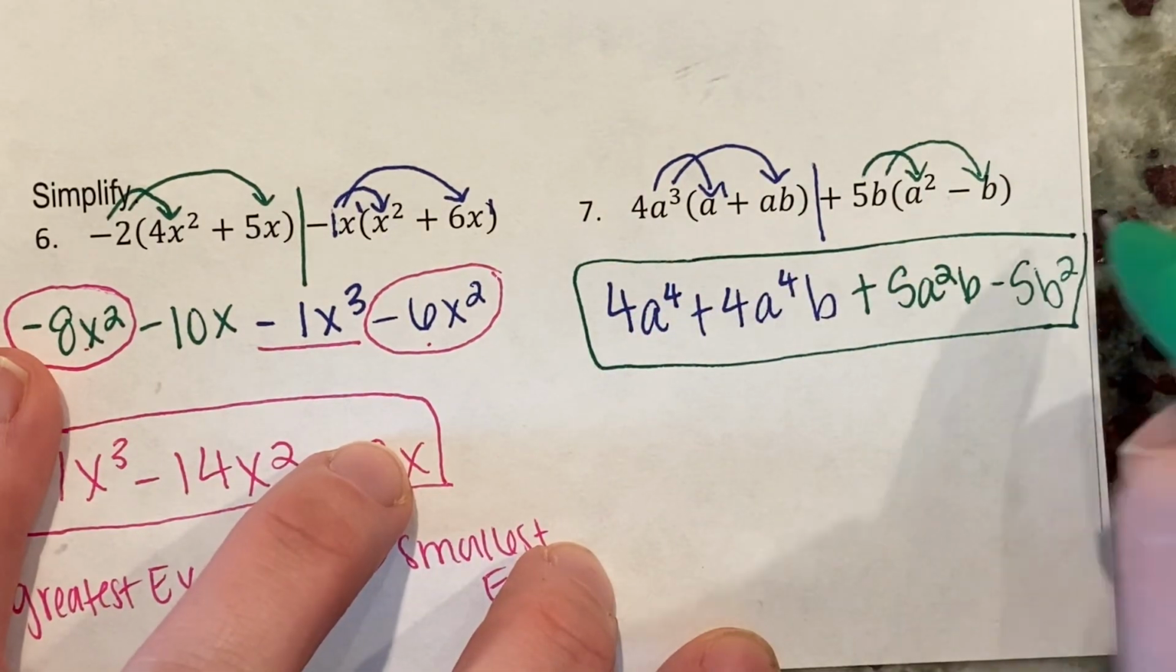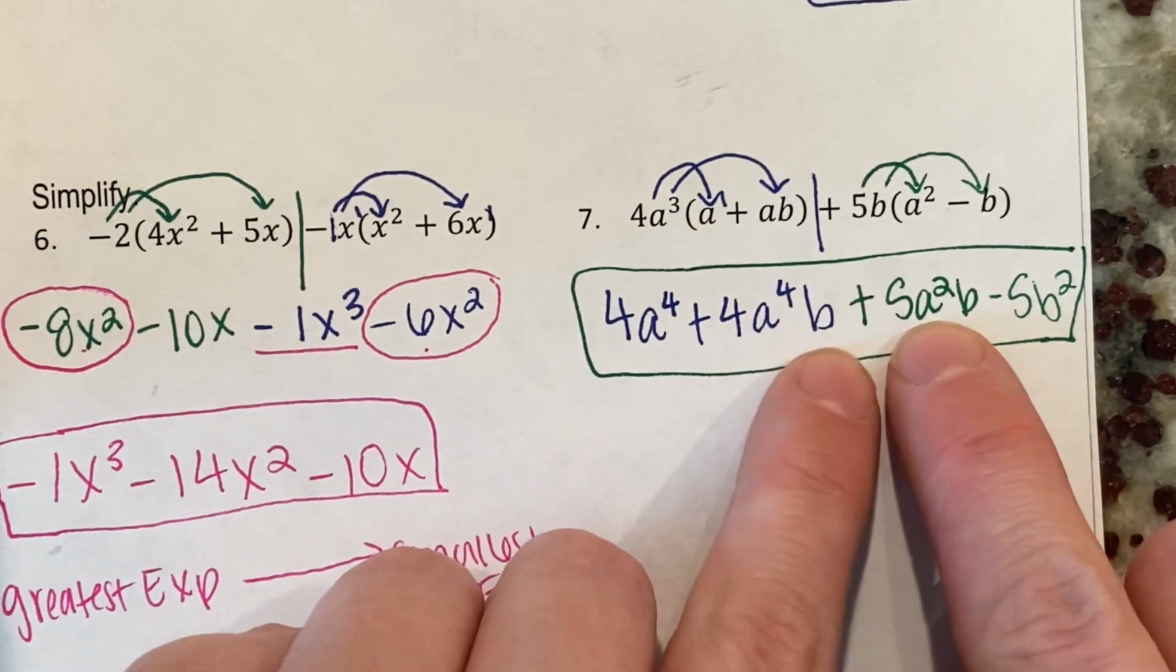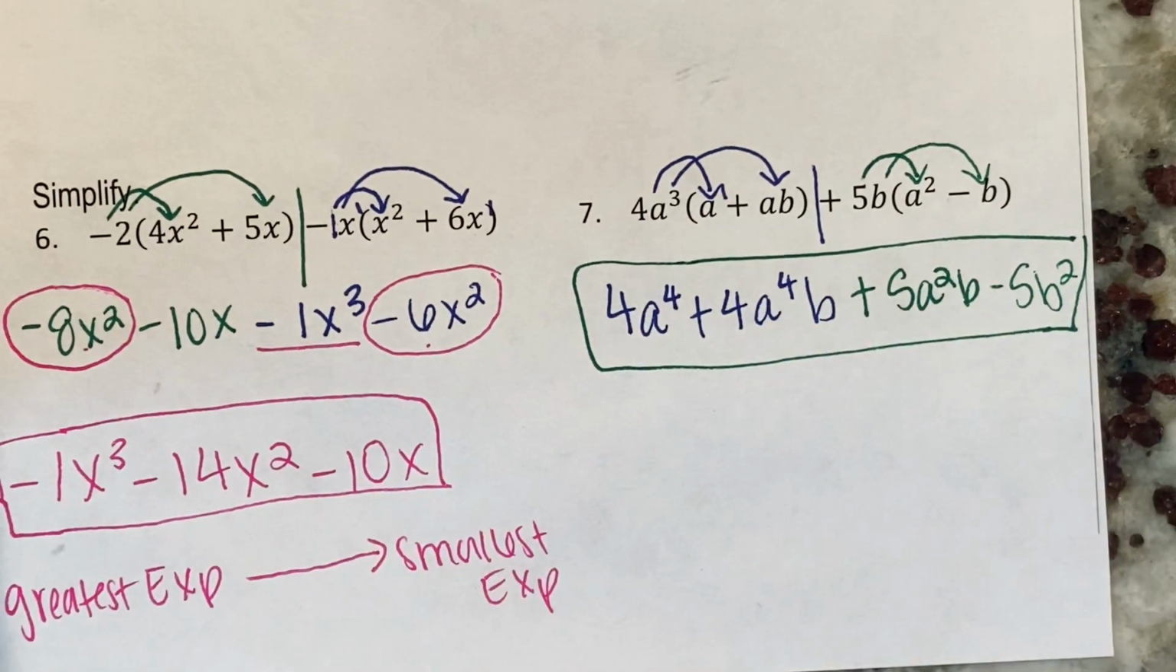They have to be exactly the same. So like here, I have a to the fourth, and this is a squared. So those are not like terms, so you can't add those together.